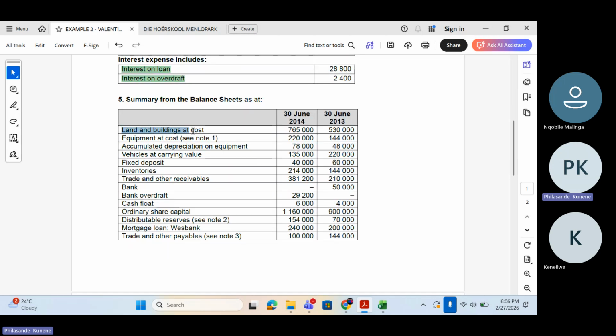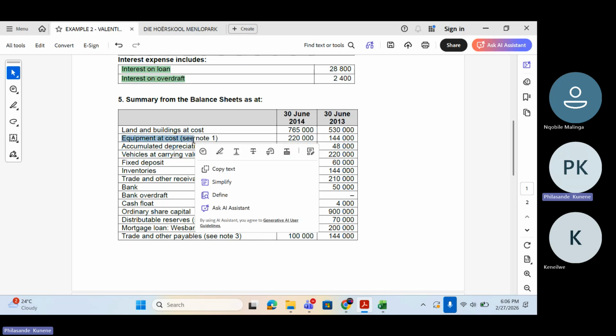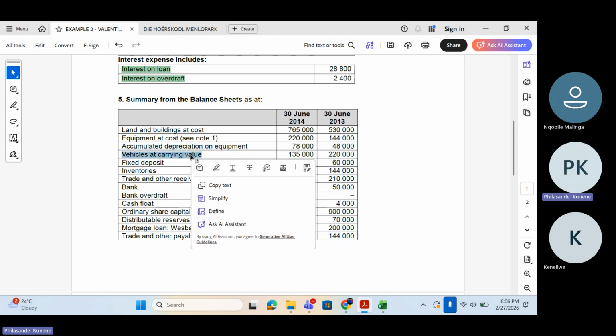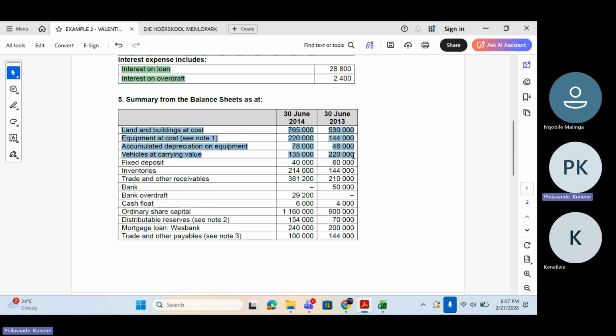Land and buildings, we did look at it. Equipment, we did look at equipment under fixed assets purchased, which are investing activities. Accumulated depreciation, vehicles at carrying value. We did look at all of these. These are the non-current assets, which help us in getting the cash flow from investing activities. Fixed deposit, we dealt with it.